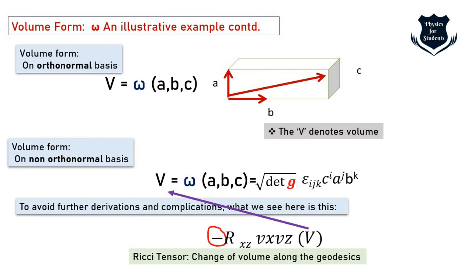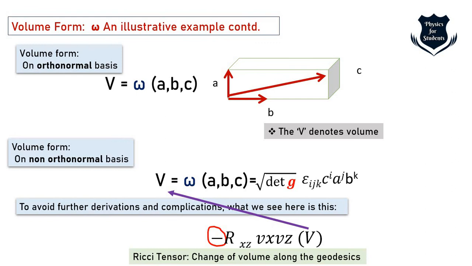So you see here, going from an orthonormal basis, which is the cube at the top of the screen, to a non-orthonormal basis, we take the root of the determinant of the metric tensor. This V relates to further calculations, which bring us to the actual formula of the Ricci tensor, which you see right at the bottom of the screen.